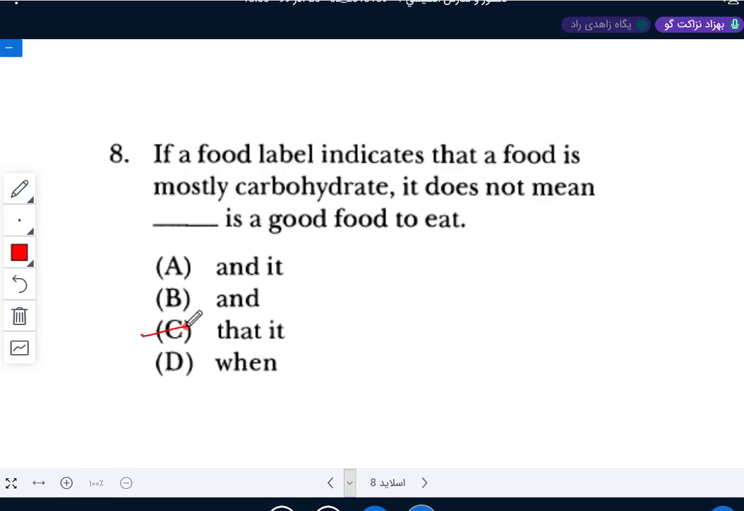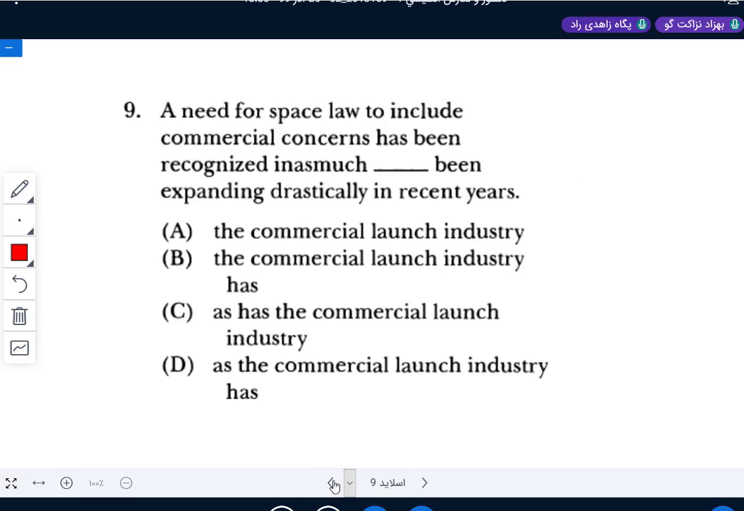Well, Pegah, will you please read the next one? Yeah. A need for case law to include commercial concerns has been recognized in as much as it's... In as much as. So either choice C or D is correct.